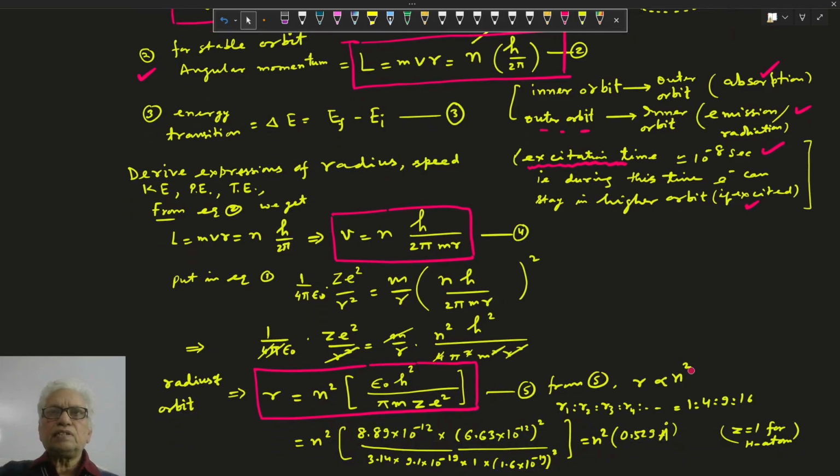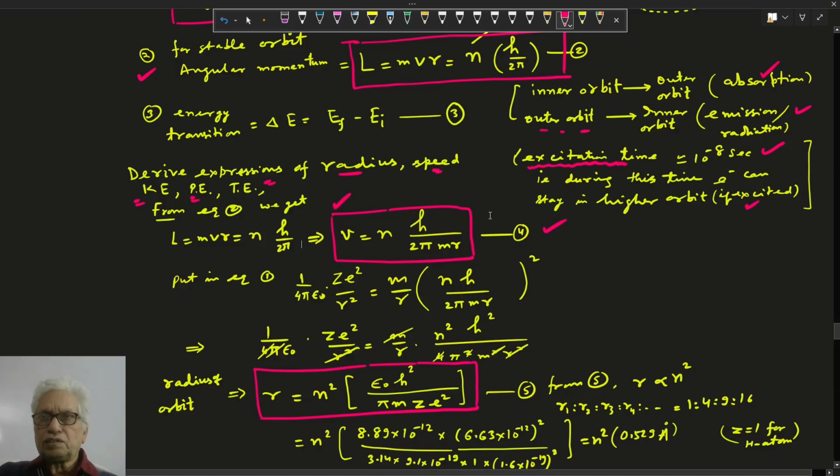Now deriving the expressions of radius, speed, kinetic energy, potential energy, total energy, etc. From equation 2 here, L is equal to mvr is equal to nh upon 2 pi. So from this equation, v is equal to nh upon 2 pi m r, which is equation 4. This is the expression of the speed of the electron in the orbit.